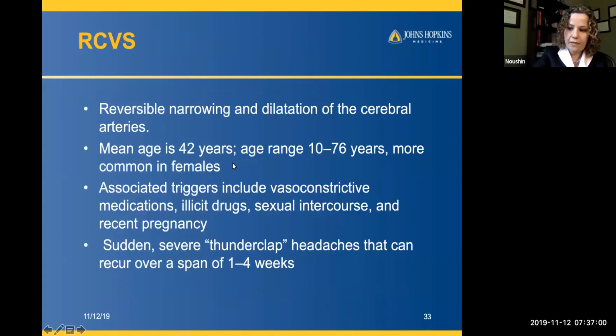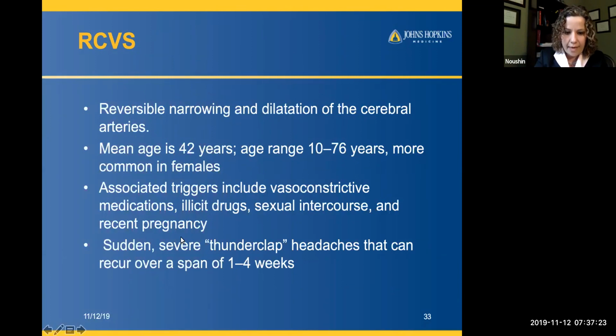Let's switch gears and talk about RCVS. RCVS is a reversible narrowing and dilatation of the cerebral arteries. The mean age is about 42 years. It's more common in women. There are associated triggers such as vasoconstrictive medications, illicit drugs, sexual intercourse, and recent pregnancy.